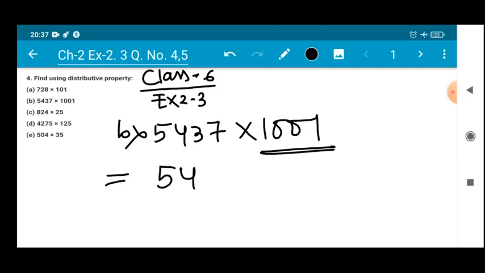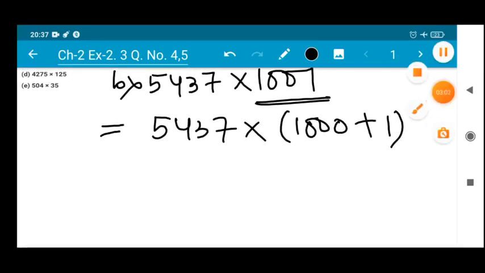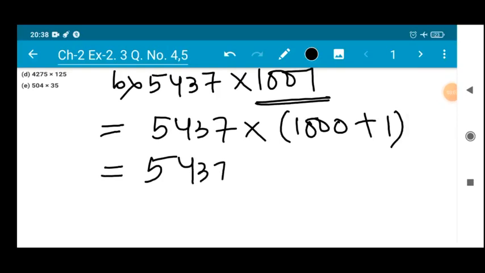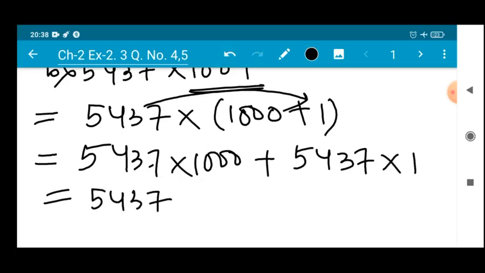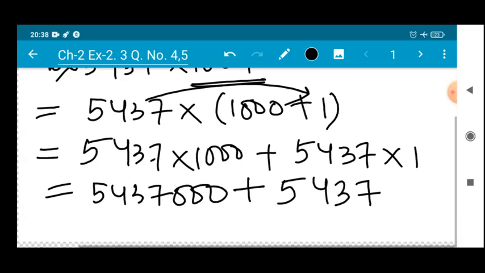So 5437 into 1001, I'm going to break in the form of 1000 plus 1. Now we will use the distributive property, that is we will multiply this number with 1000, and also don't forget to multiply with 1 also. So it is 5437 into 1. Now what answer you'll get when you multiply this? You'll get 5437000 plus 5437 into 1 is 5437.